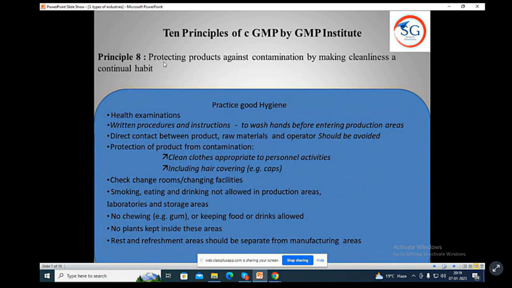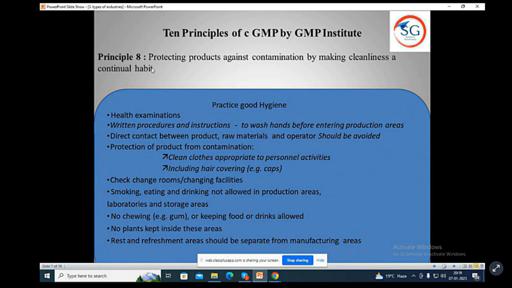Next, principle 8 is protecting the products against contamination by making and maintaining cleanliness as a continual habit. When you are manufacturing and packing a product, you should be very careful that you should be protected from the drug and also the drug should be protected from you. So how will you protect the drug and yourself? By wearing protective clean clothing.